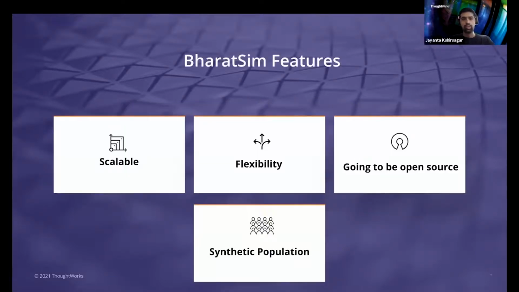So what are the different features of BharatSim? BharatSim is scalable. We can write models for 10,000 people, to 100,000, even to populations which can run to a million or 10 million or 20 million. It is flexible because BharatSim has been created as a framework and not as a configurable application. I'll briefly talk about what it means that we are creating a framework and EpiRust is not a framework. To some extent, BharatSim is still a work in progress, but soon it will be contributed to open source. And one key factor which BharatSim has is a synthetic population.